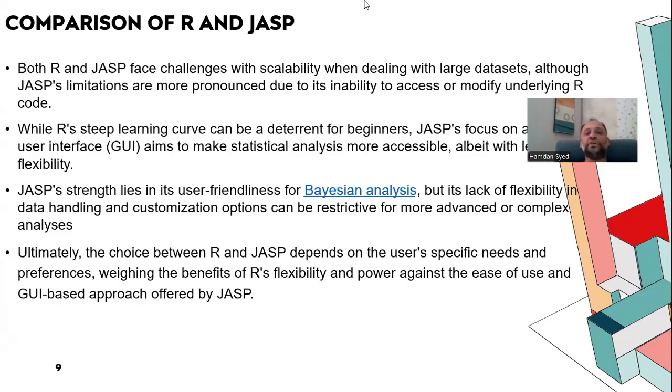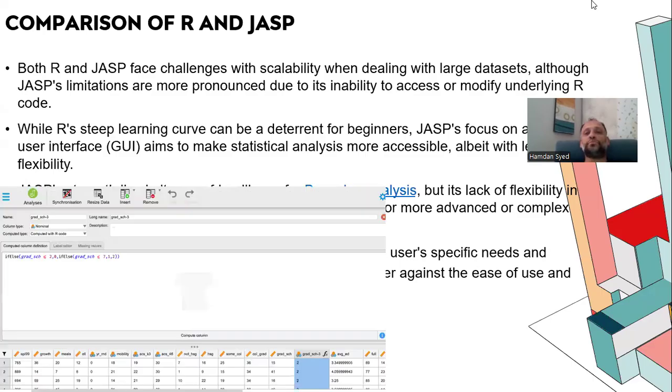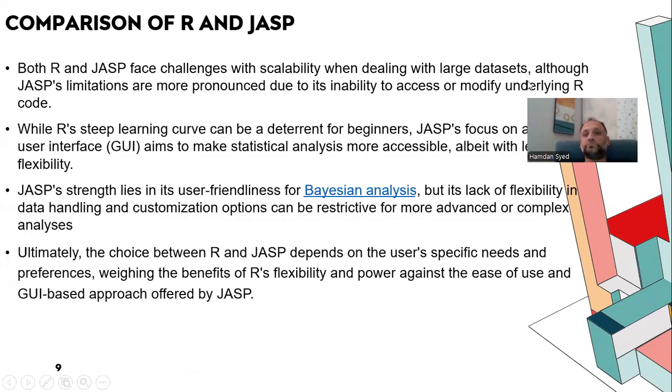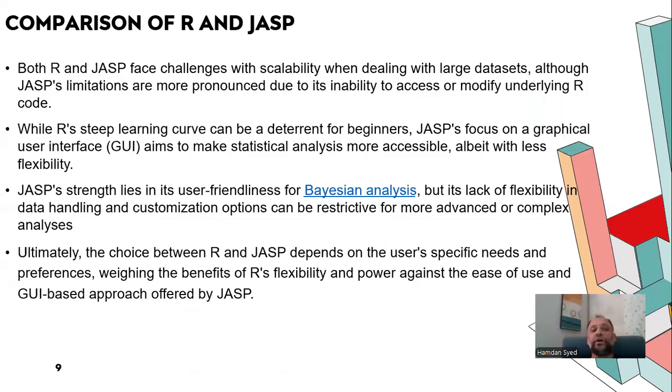Next slide is a comparison of R and JASP. So both R and JASP face challenges with scale when dealing with a large data set, although JASP's limitation is more pronounced, being the inability to access or modify the R code. For R, it has a steep learning curve for beginners. JASP focuses on a graphical user interface and makes statistical analysis more accessible.